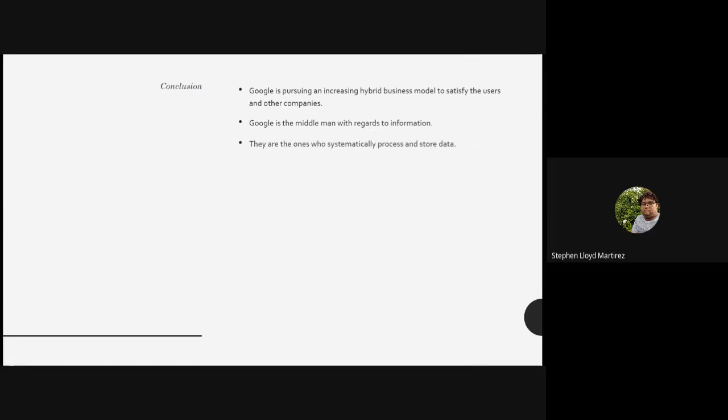Conclusion. Google is pursuing an increasingly hybrid business model to satisfy the users and other companies. Google is a middleman with regards to information. They help companies and users understand each other. They are the ones who systematically process and store data. They enable users' and providers' satisfaction for high customer loyalty, like what Apple does. It's why Apple has a large loyal fan base. Google loves monetizing traffic data and its flows, and that's it.